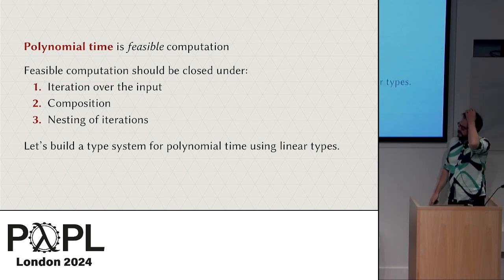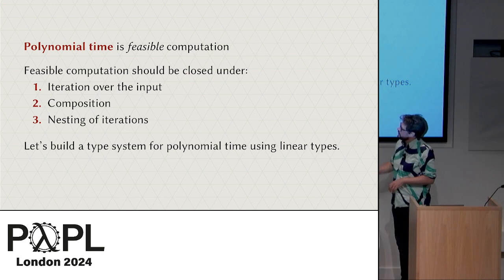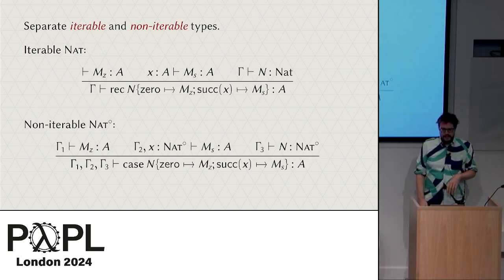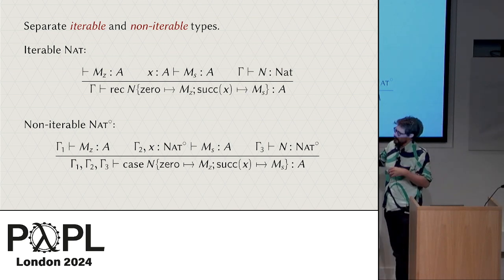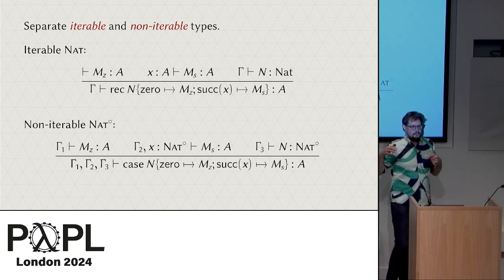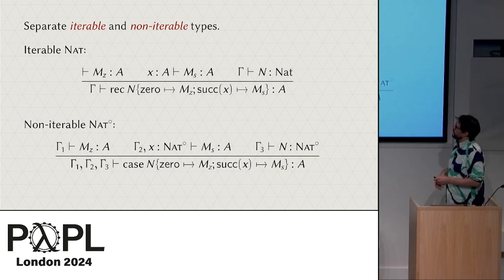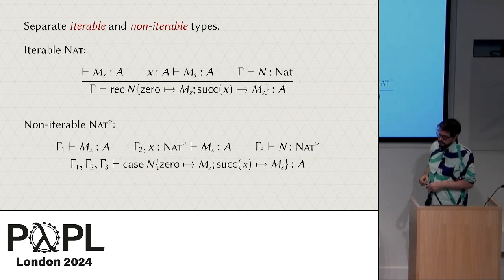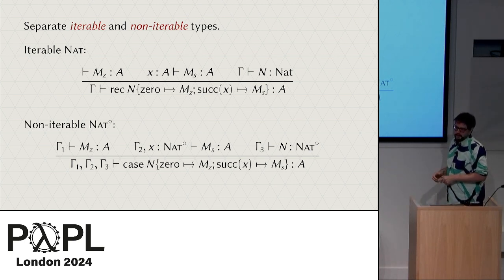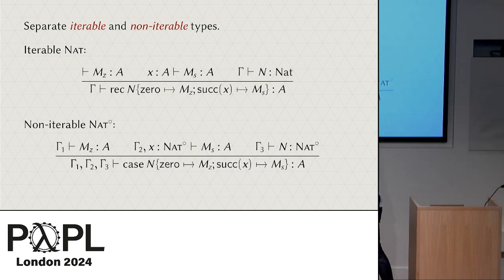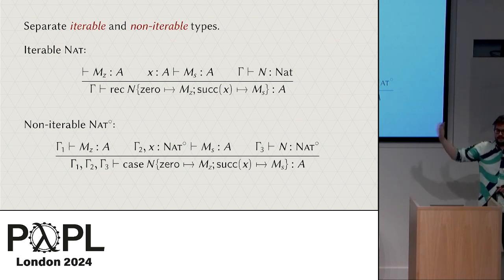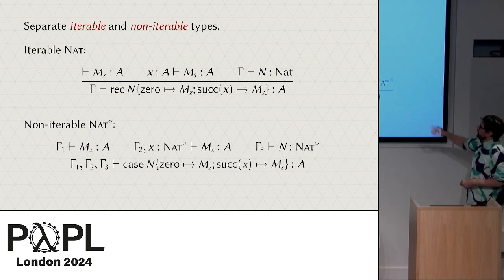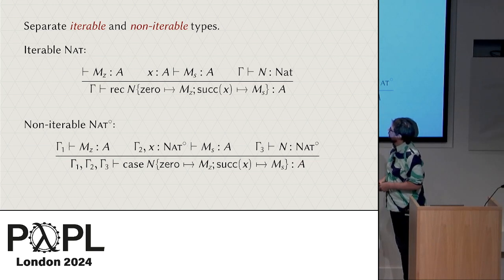So let's build a type system for polynomial time, and we're going to use linear types. The key point here is we're going to separate iterable and non-iterable types, because the big thing in the previous list of constraints was that we're going to control what we iterate over. So I'm going to have an iterable type of natural numbers at the top there. And you'll notice it's linear, so in the zero case and the successor case, there's no extra context. For whatever information we want to pass through, we have to pass it through in the type A, and then we have a natural number, and we can do iteration on it.